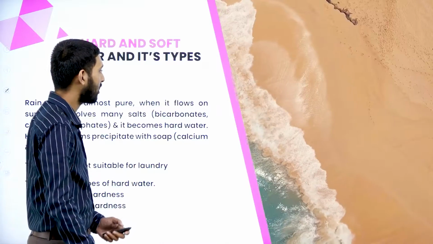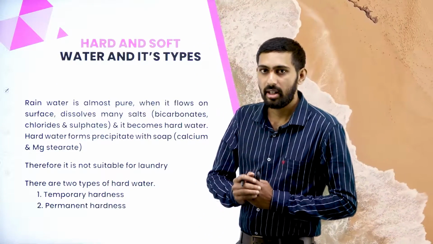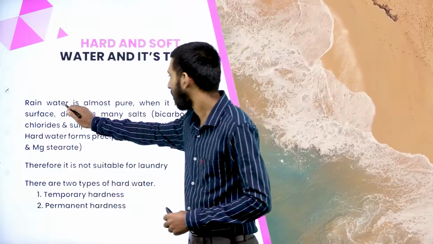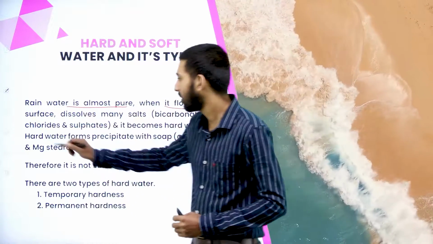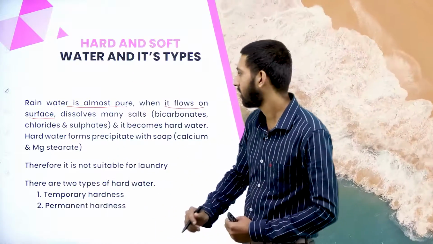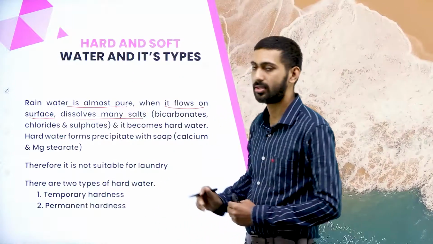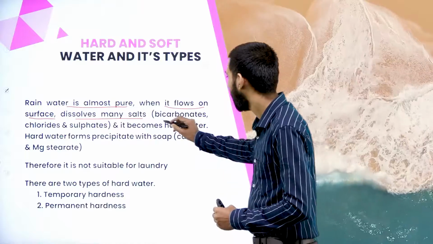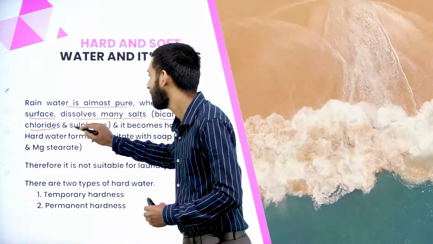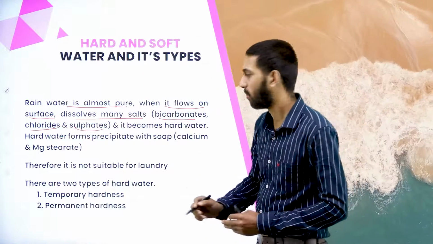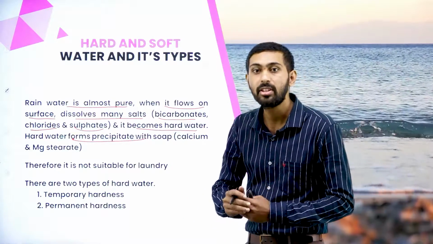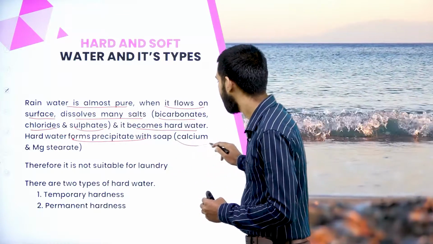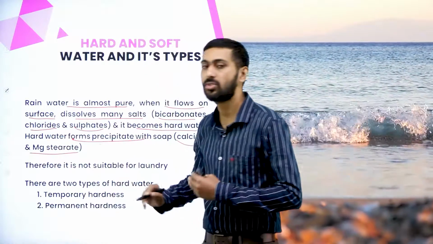Now let us study hard water. Actually rainwater is almost pure. When it flows on the surface, it dissolves many salts, like bicarbonates, chlorides and sulfates, and it becomes hard water. Hard water forms precipitates with soap, and that is known as calcium and magnesium stearate.